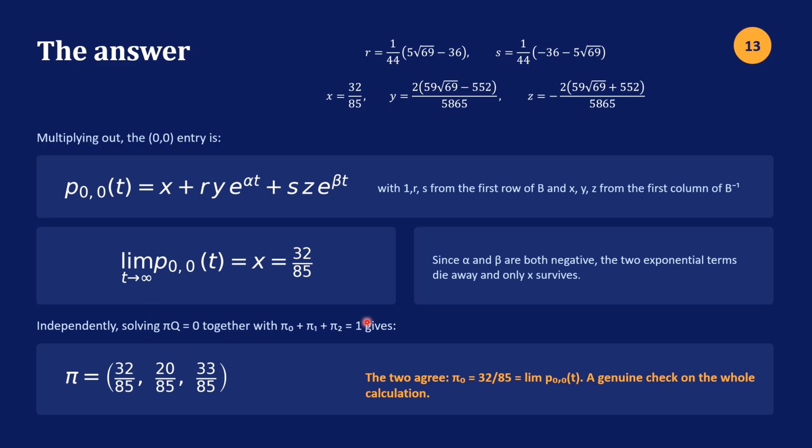And the other way of solving it, sort of as a check, and it's probably easier than what I've done here, is to independently solve the equation pi times Q equals 0, where the sum of the components of pi equals 1. And if you do that, you get this solution here. And so we actually get exactly the same answer in both cases. This is the proportion of time in state 0, the proportion of time in state 1, and the proportion of time in state 2.